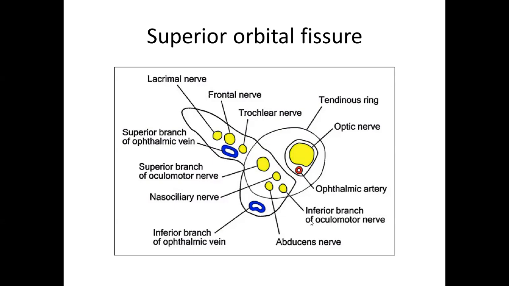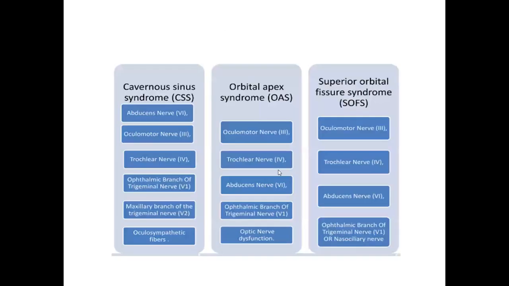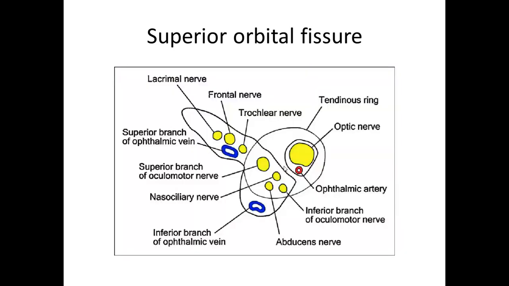V2 is not exiting from here, sir. It will exit from the inferior orbital fissure. So superior orbital fissure syndrome will only involve third, fourth, sixth, and V1 segment. Orbital apex syndrome involves 3, 4, 6, V1, and along with that the optic nerve is involved. Whereas cavernous sinus syndrome involves 3, 4, 6, V1, V2. V2 is the differentiating feature between cavernous sinus and superior orbital fissure syndrome, and the optic nerve is the differentiating feature for orbital apex syndrome.